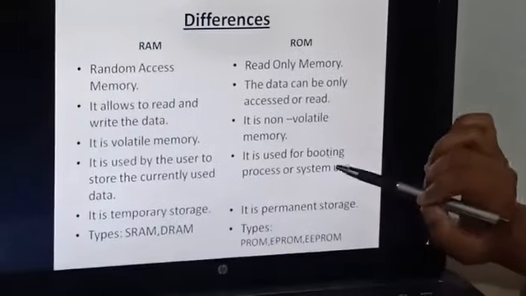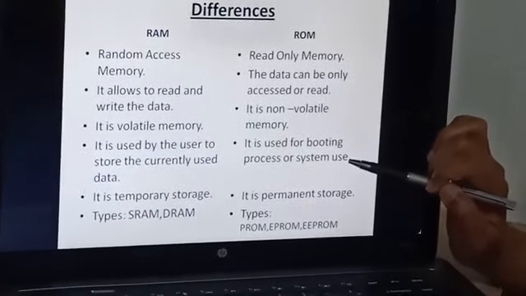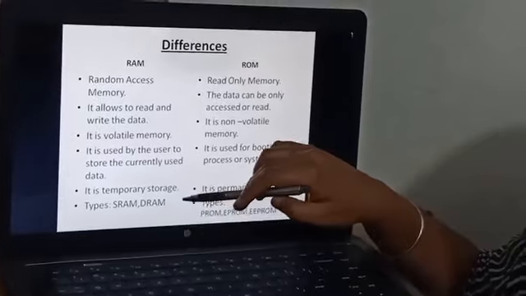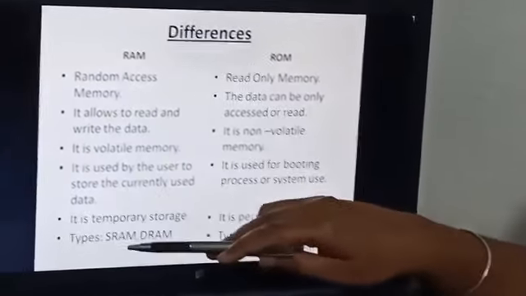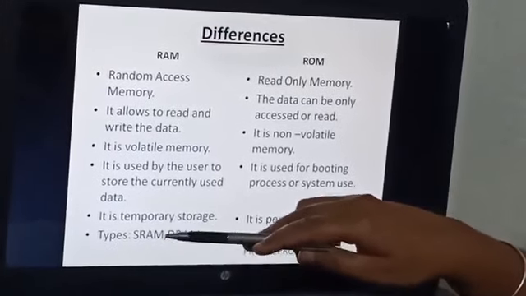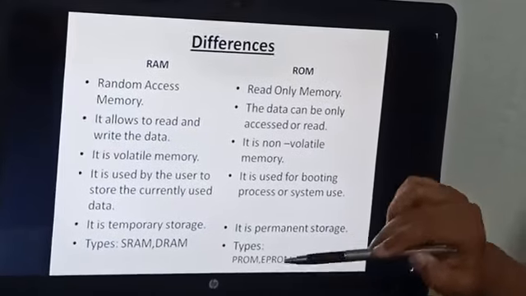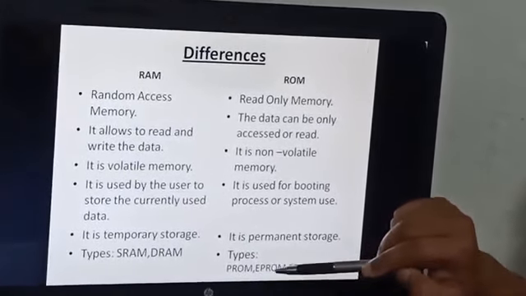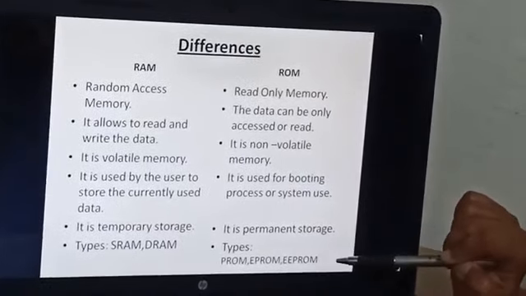So ROM is used for the booting process or system use. It only contains the data which is required for system purposes. RAM is temporary storage and ROM is permanent storage. Here are the types of RAM: SRAM, static random access memory; DRAM, dynamic random access memory. And the types of ROM are PROM, programmable read-only memory; EPROM, erasable programmable read-only memory; and EEPROM, electrically erasable programmable read-only memory.